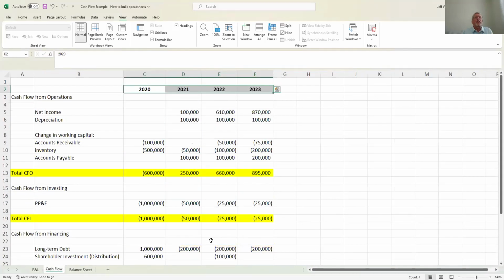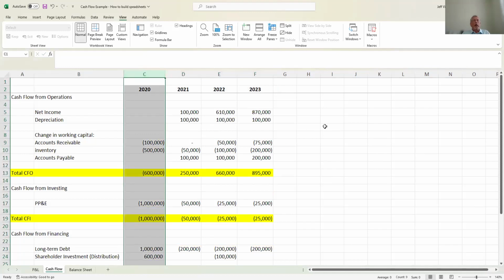So here's the cash flow statement. Now, this looks more complicated than it is. All right, I'm going to spend a little bit of time right here at the end of 2020. This is when you bought the business. Okay, we're assuming you bought the assets of a business. You bought $100,000 of accounts receivable. So that minus 100 means you had $100,000 of cash going out. You bought $500,000 of inventory.